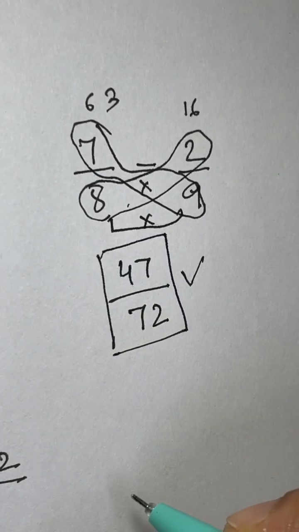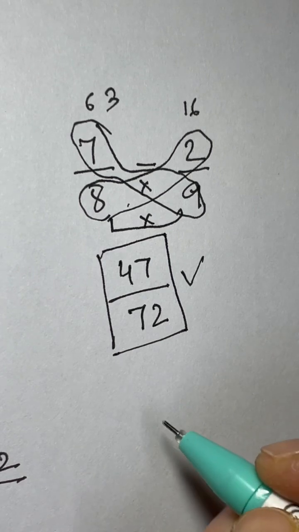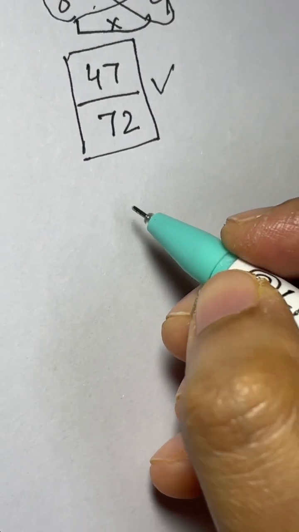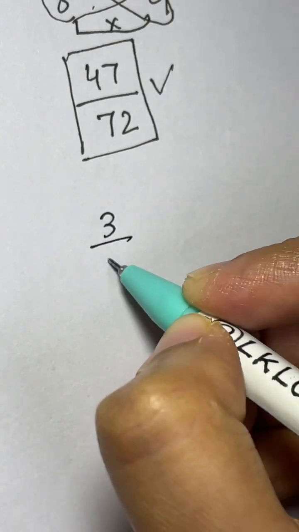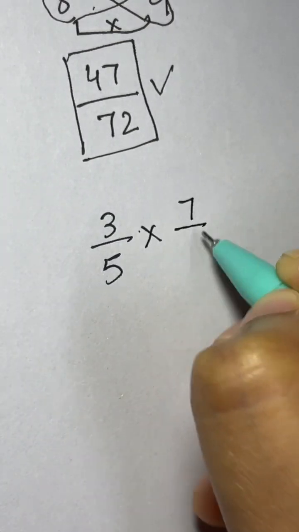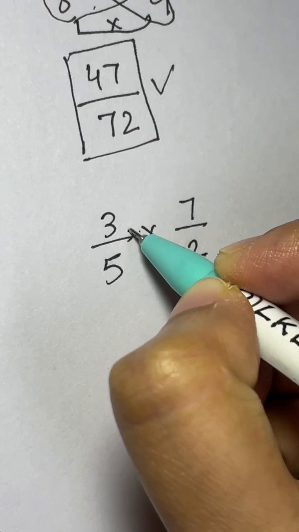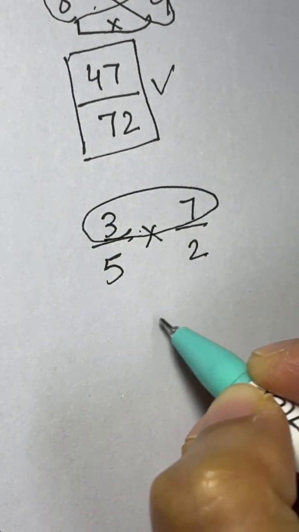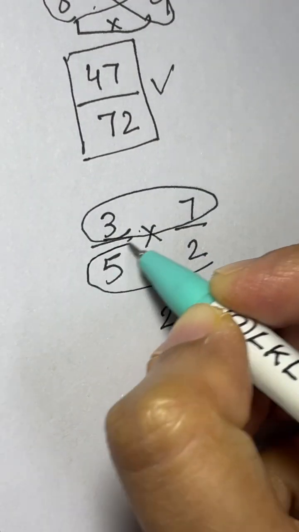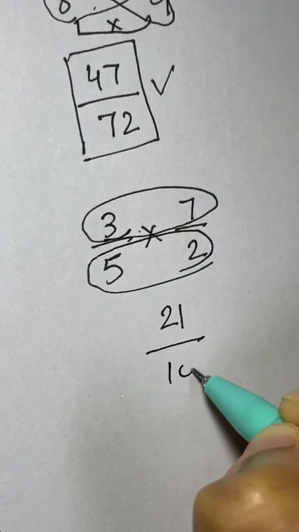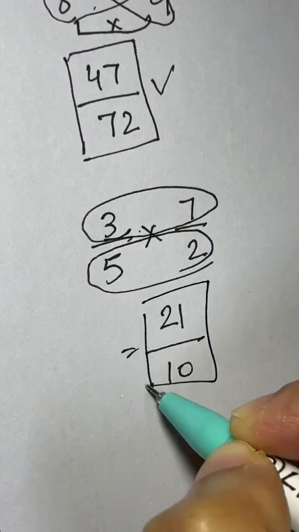Okay, if you have multiplication of two fractions, suppose you have 3/5 times 7/2. You just multiply the top numbers, that is the numerators, that is 21, and 5 times 2, the denominators, gives you 10. That's your answer.